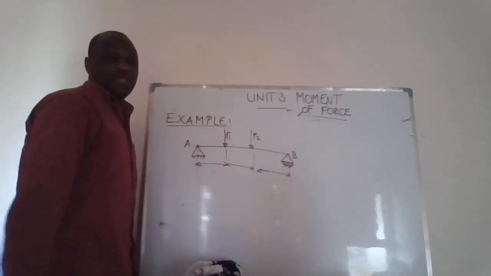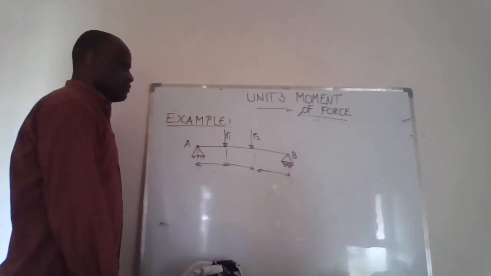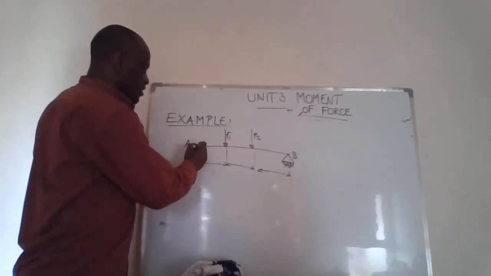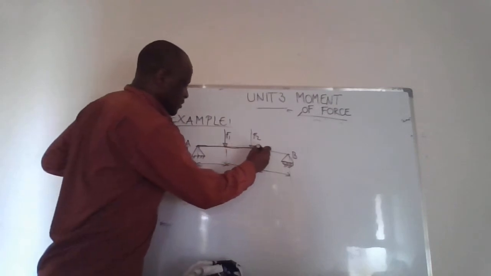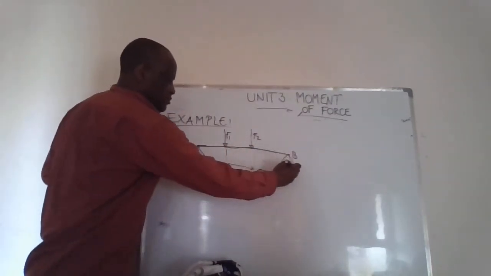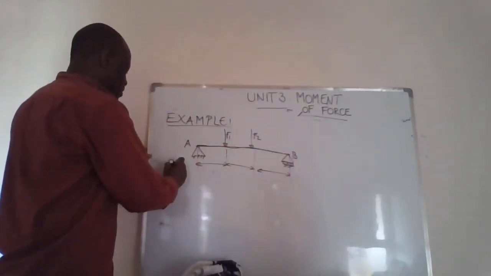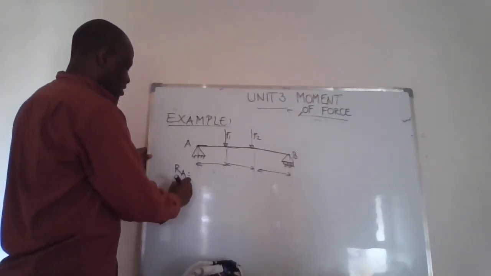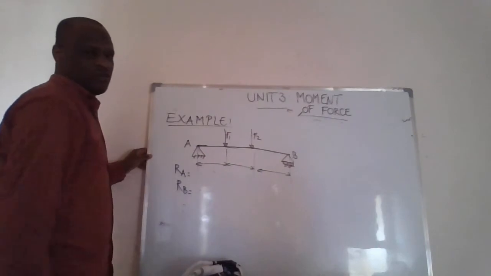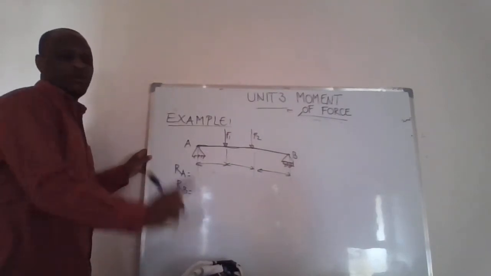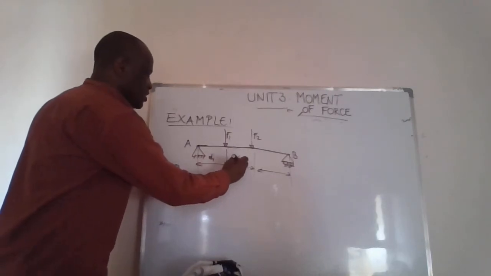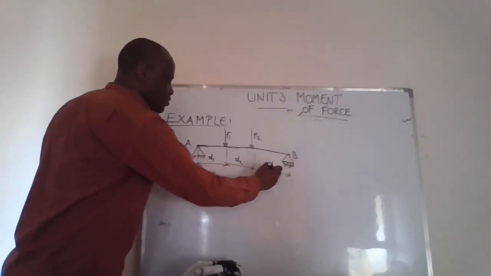Now, let's start with the examples. As we said before, let's take a simple example, a very simple example. We are given a simply supported beam here, and we are just requested to get the reaction at A and the reaction at B for this beam to be in equilibrium. The distances, let's call this D1, let's call this D2, let's call this D3.